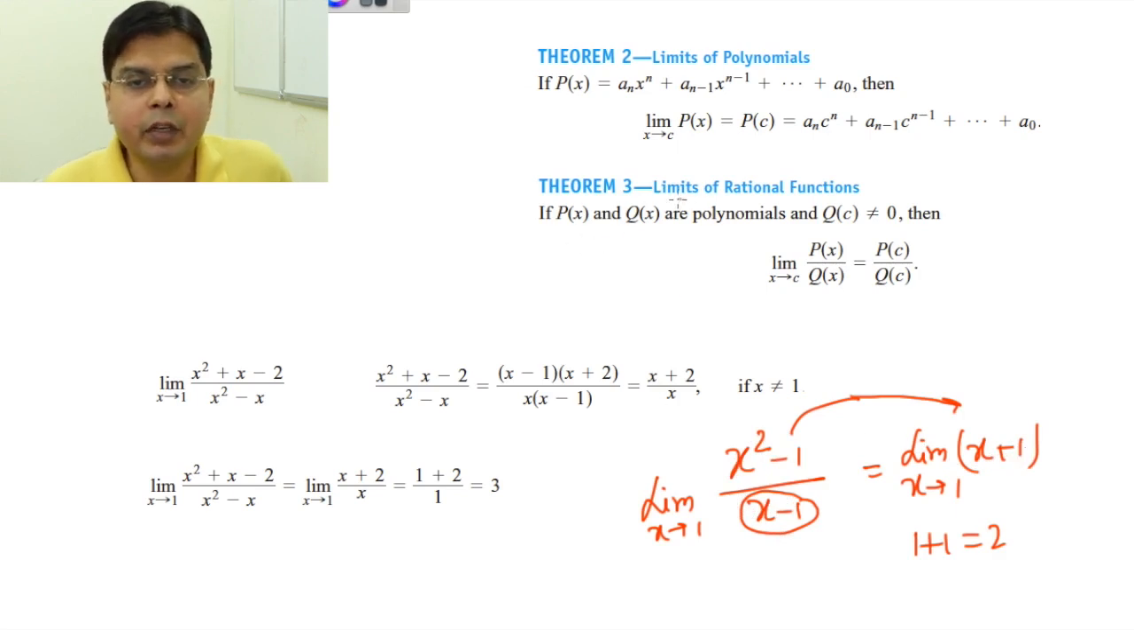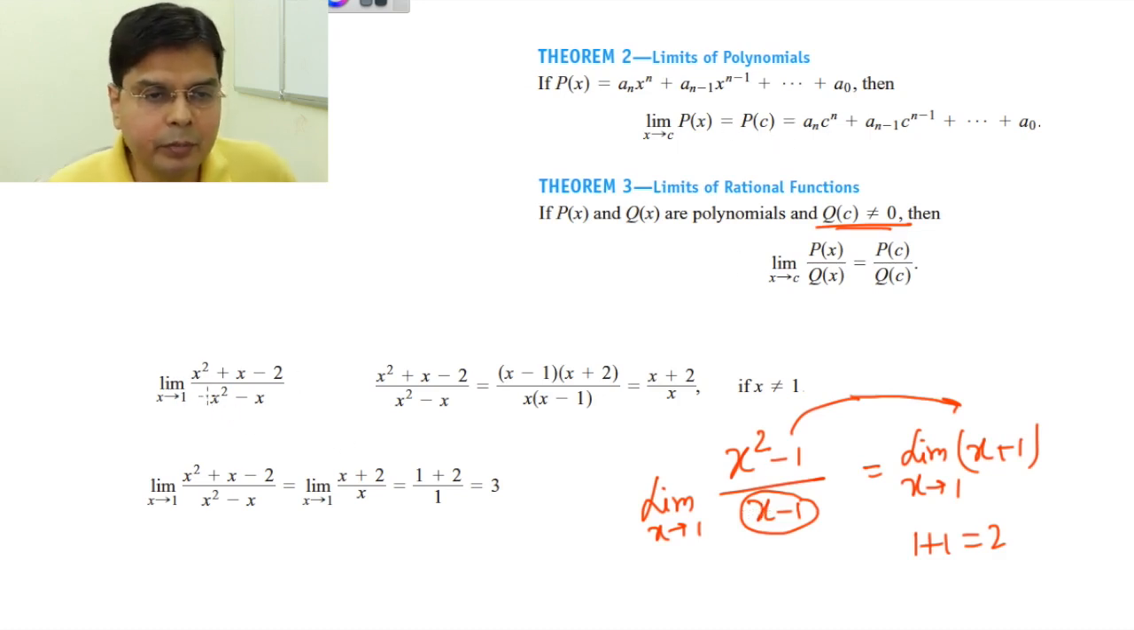Okay. Similarly, we have limits of rational functions also: if p(x) and q(x) are polynomials and q(c) is not equal to 0, then the limit of p(x) by q(x) will be p(c) by q(c). You see, in this case I cannot apply this theorem because my q(c) is equal to 0 here. x minus 1, if I put x is equal to 1, I will get 0. Therefore, I cannot use this theorem in this question, but I can use this theorem.